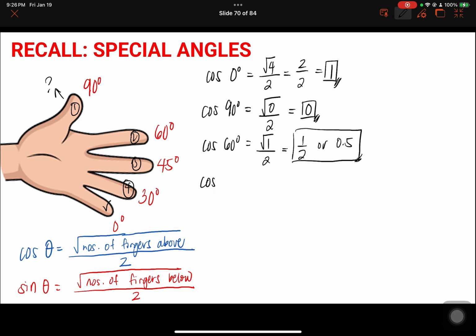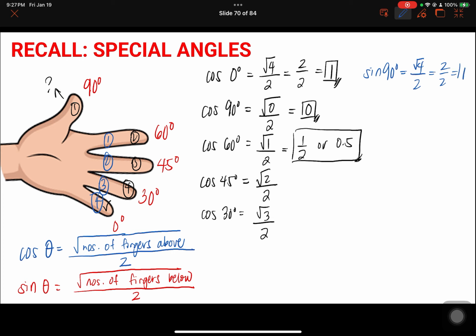Then, cosine 45 degrees. So, meron tayong square root of 2 over 2. Pag cosine 30 degrees, we can have square root of 3 over 2. Paano naman pag sine? Sa sine naman, we can have sine 90 degrees. So, square root ng nasa ilalim ng 90 degrees. 1, 2, 3, 4. So, square root of 4 over 2. So, we can have 2 over 2 or equal kay 1.